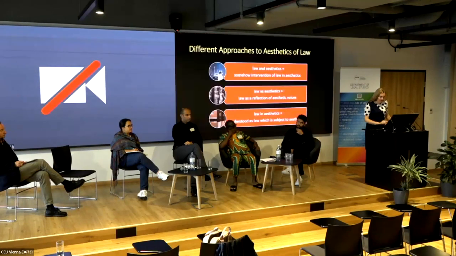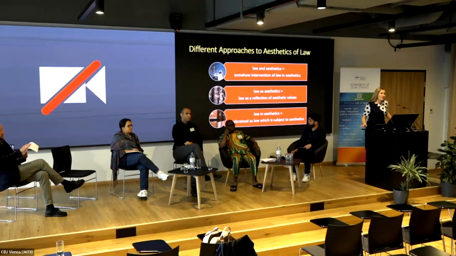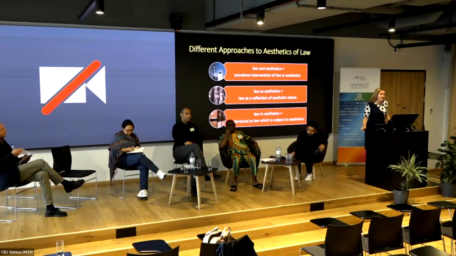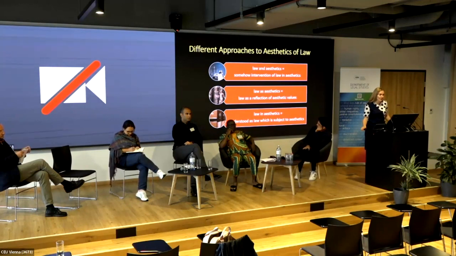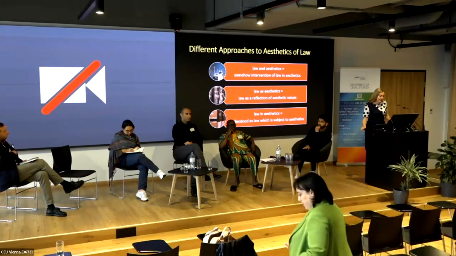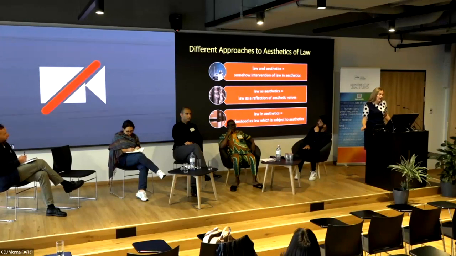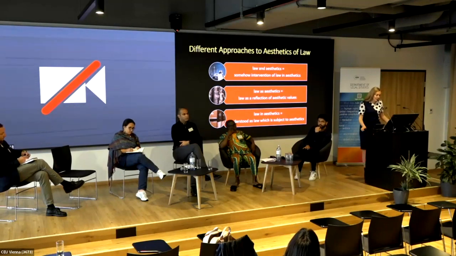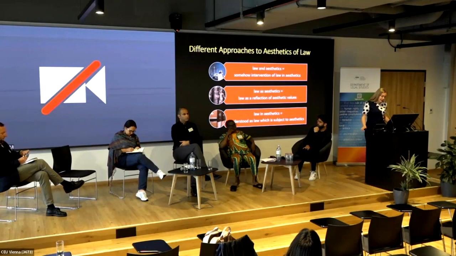Very briefly, this is a kind of division and different approaches to aesthetics of law in general. You could classify it into three different ways. First of all, law and aesthetics, so somehow the intervention of law in aesthetics. The second one, law as aesthetics. We had some examples in other presentations on aesthetic judgments, for instance, during these 2 days. And the third one, law in aesthetics, which is understood as law which is subject to aesthetics.